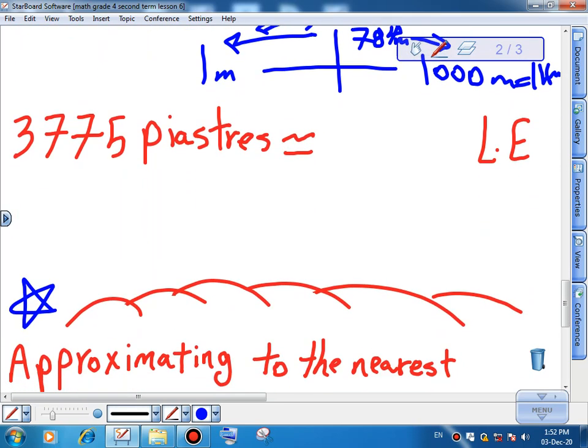Next one, 3,775 piasters. Approximate this number to the nearest pound. Remember, I can approximate to the nearest unit if I have different units. I have piasters on one side and pounds, LE, on the other side. So I need to transform first to get the same units. Piasters and pounds. I know that 1 pound has 100 piasters. I need to transform these piasters to get pounds.